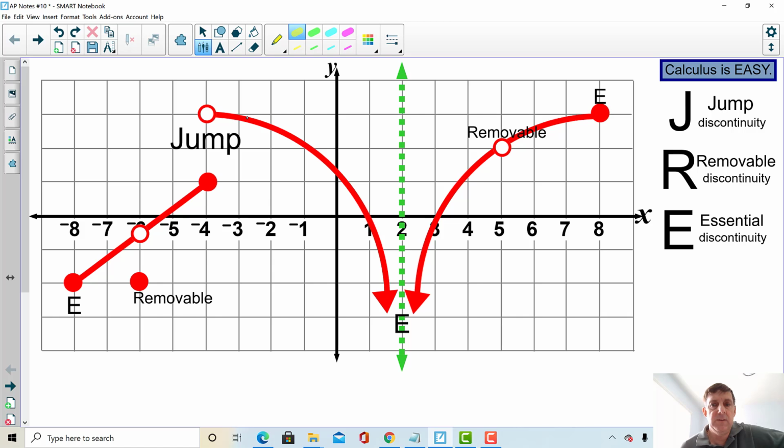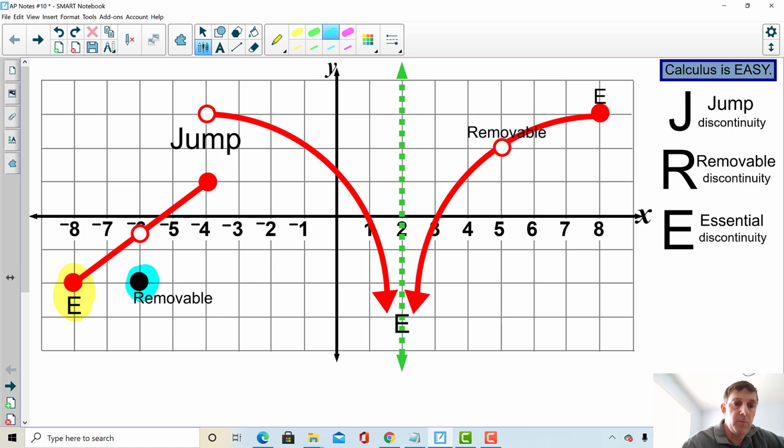Okay, let's look at some of these examples of discontinuities. At the first spot, we're going to call this essential because it's an endpoint, and the limit as x goes to -8 from the left does not exist. So one of the one-sided limits does not exist. So that's essential. That's the same as non-removable.